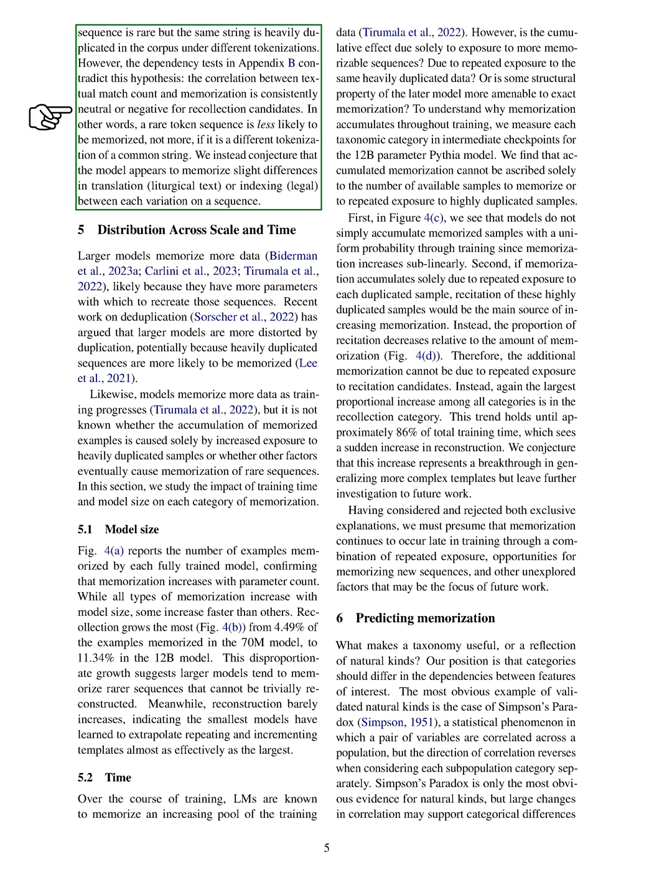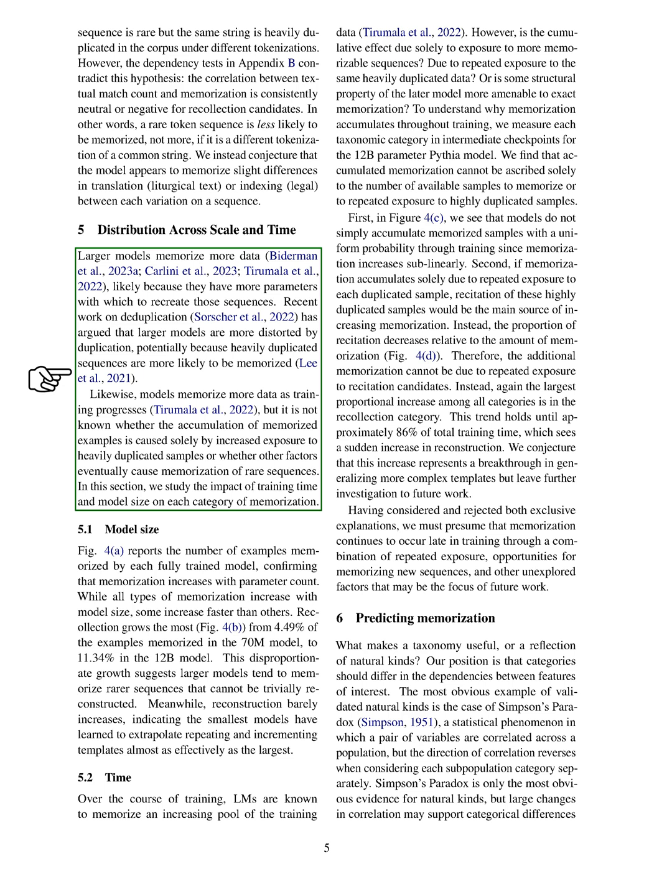Section: Distribution across scale and time. In this section, we examine how model size and training time affect the memorization process. We observe that larger models tend to memorize more data, likely because they have more parameters to capture sequences accurately. The impact of training time and model size on different types of memorization is investigated. We find that as the model size increases, the number of examples memorized also increases. Recollection of rare sequences grows significantly in larger models compared to smaller ones, while the ability to reconstruct sequences remains relatively stable across different model sizes.